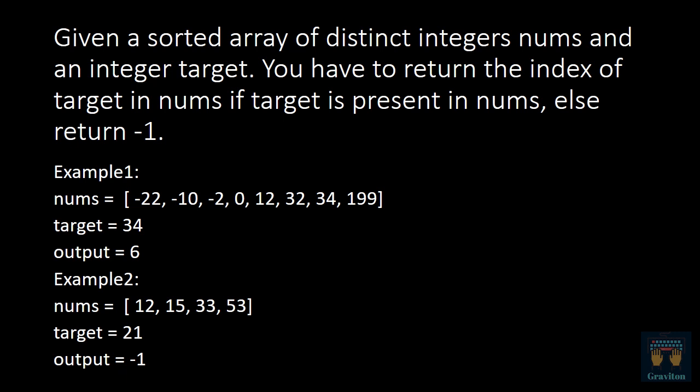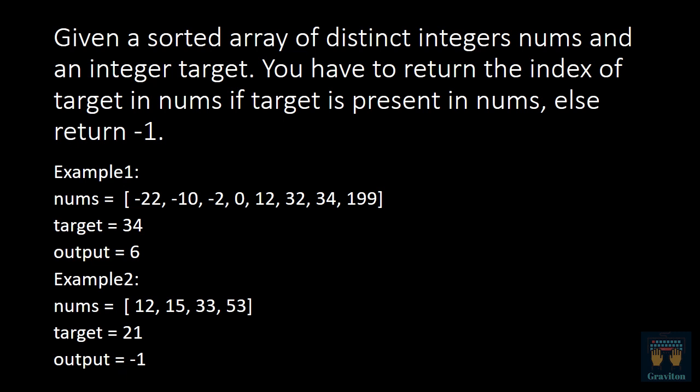So here's the example. So we have our nums array as 22, -22, -10, -2, 0, 12, 32, 34 and 199, and the target element is 34. Your output should be 6. We have another example where nums is 12, 15, 33 and 53, and the target is 21. Your output should be -1 since 21 is not present in the above array.